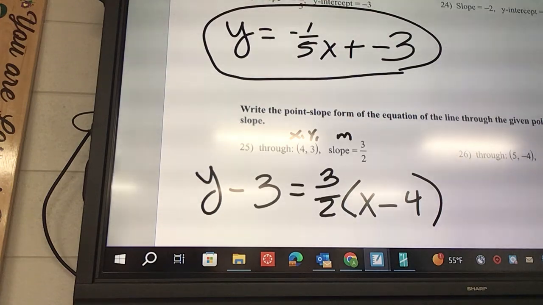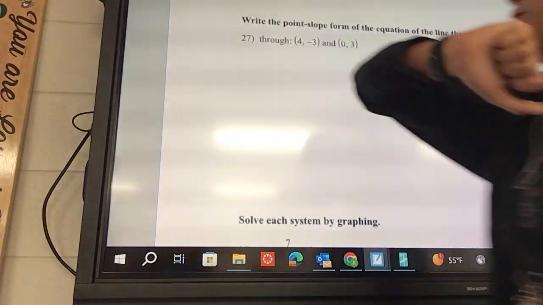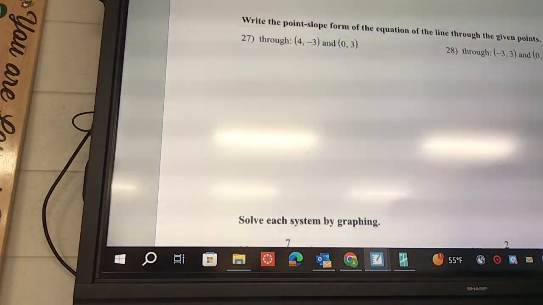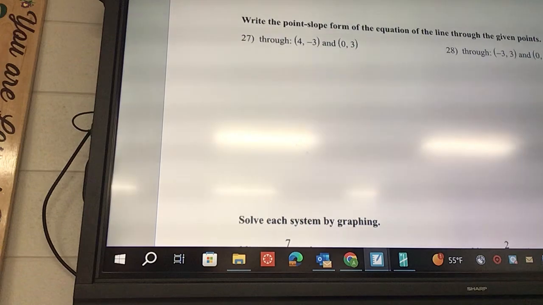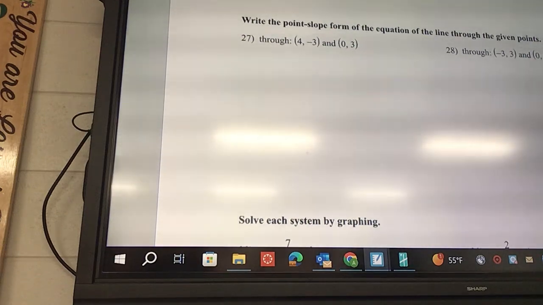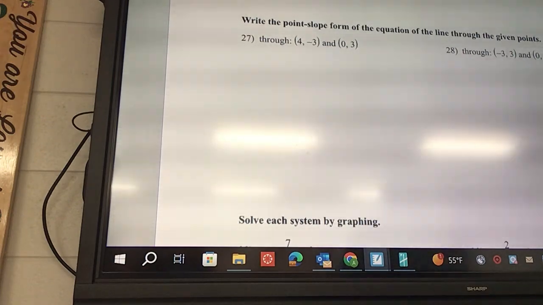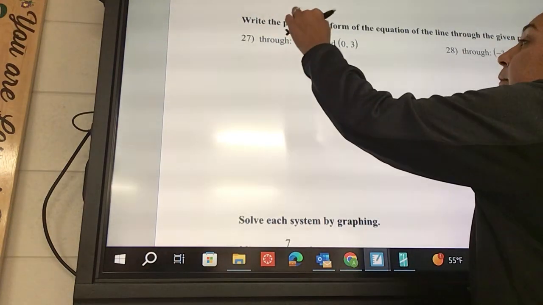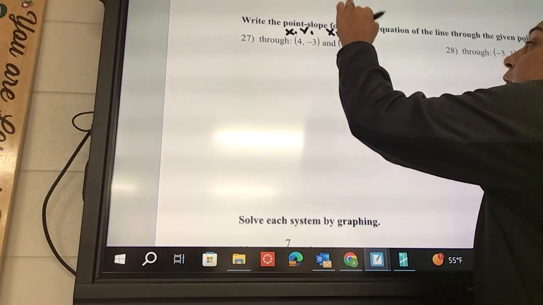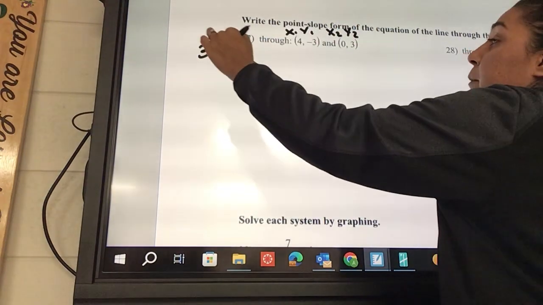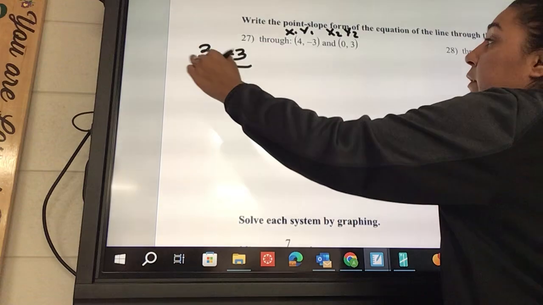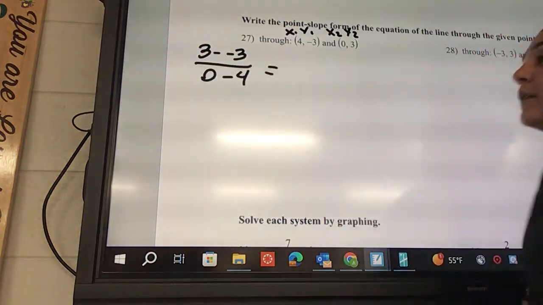Number 27 is not much different. However, we don't have the slope, so we have to find the slope. The slope formula is y2 minus y1 over x2 minus x1. So we need to do that first. It's going to look like 3 minus negative 3 over 0 minus 4.